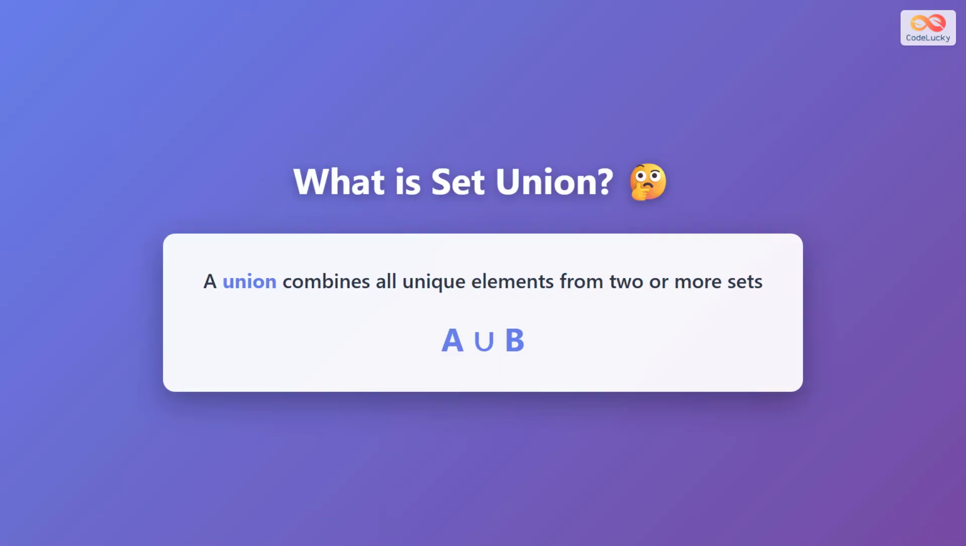Let's start with the basics. A set union is a mathematical operation that combines all unique elements from two or more sets. In mathematical notation, this is represented as a union. The key point here is that the result contains every distinct element that appears in either set, without any duplicates.